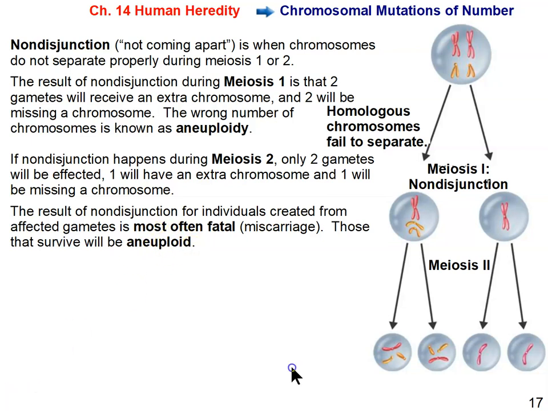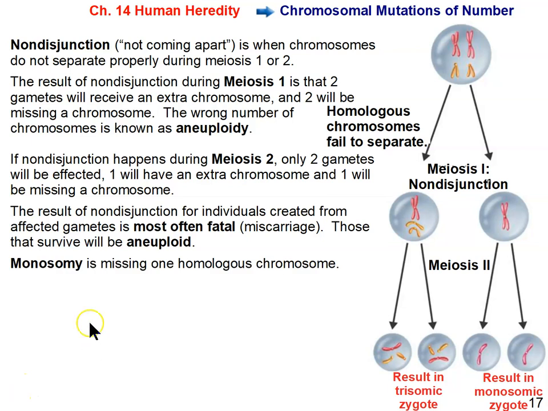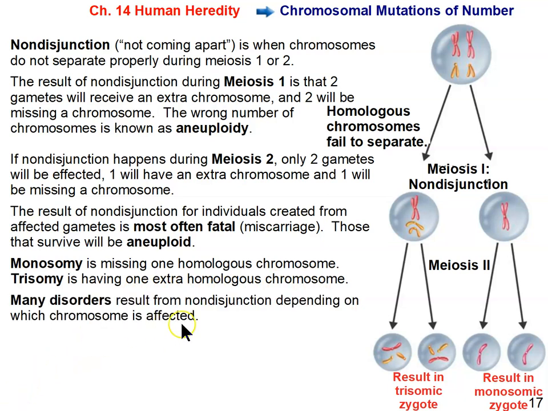Those that survive, though, are going to be aneuploid. More specifically, those that are missing a chromosome are going to be monosomic, and those that have extra chromosomes are going to be trisomic. Tri referring to 3 and mono referring to 1. So monosomy is missing a homologous chromosome, and trisomy is having 1 extra homologous chromosome. And as I mentioned, there are many disorders that result from non-disjunction. It depends on which chromosome is affected.